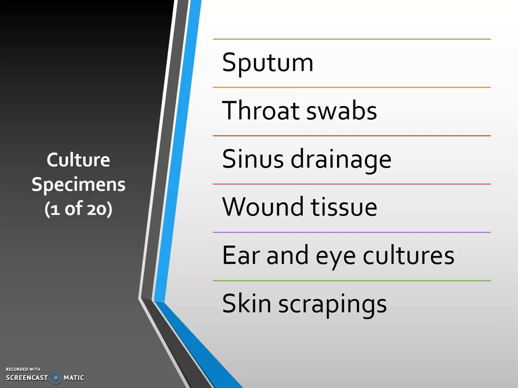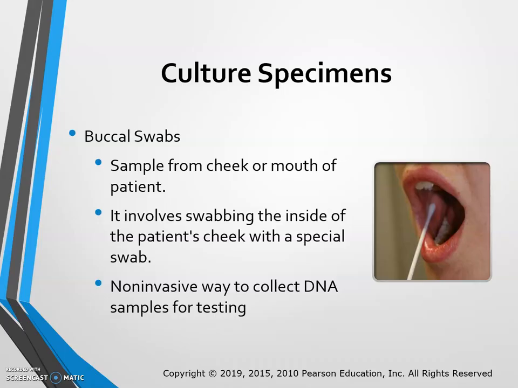Culture specimens: we're going to cover sputum, throat swabs, sinus drainage, wound tissue, ear and eye cultures, and skin scrapings. A buccal swab is a sample from the cheek or mouth of the patient. It involves swabbing the inside of the patient's cheek with a special swab. It's a non-invasive way to collect DNA samples for testing or paternity testing.